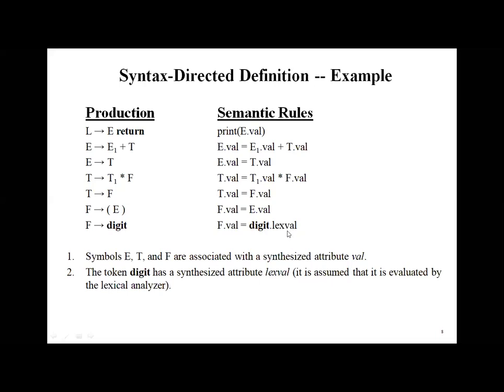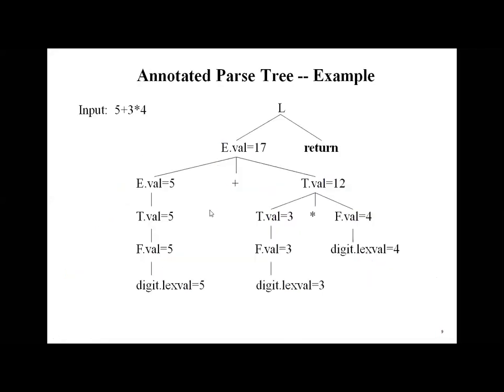So in that case, what will happen in the lexical analysis phase? The value of digit is stored into the table. What is the table? The table is called the symbol table. So that's why we use it. So this is basically the semantic rules and productions.